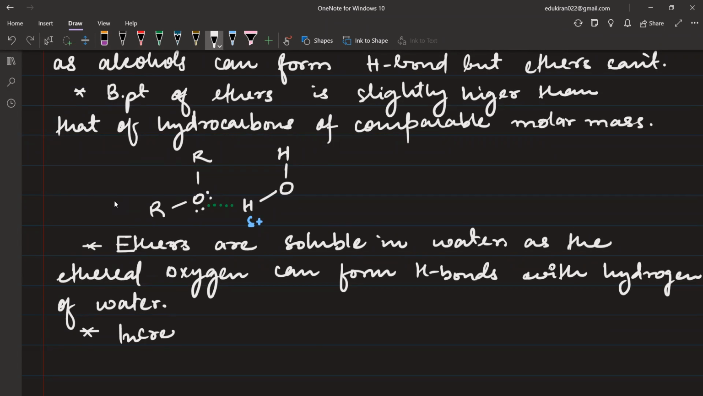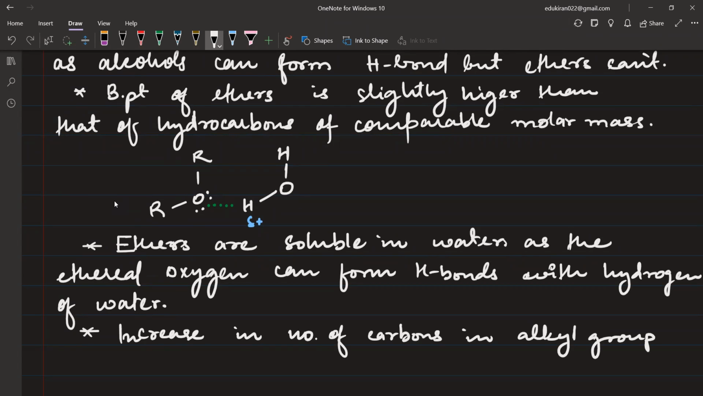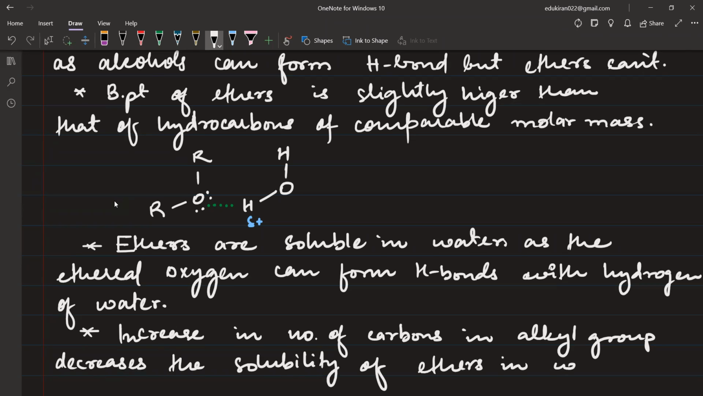Similar to alcohols, an increase in the number of carbons in the alkyl group, what will it do? It will decrease the solubility of ethers in water. Write this down, guys.